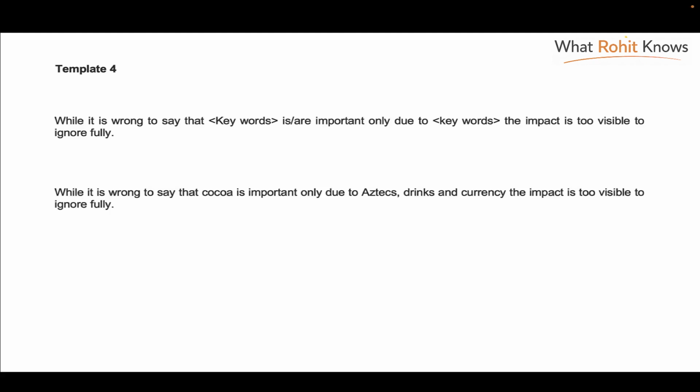So one keyword is cocoa, the other is Aztecs, drinks and currency. You just put them there. While it is wrong to say that cocoa is important only due to Aztecs, drinks and currency, the impact is too visible to ignore fully. Even if you had just picked cocoa as the first keyword and Aztecs as the second, it would still be alright. Or in the second keywords, if you had just put drinks and currency, that would also be okay. If you think there are more words that you can add, feel free to do that, provided they make some sense. For example, with drinks, I've added currency, because it's correct. I read that cocoa was used in drinks and was used as a currency. So you can use that.